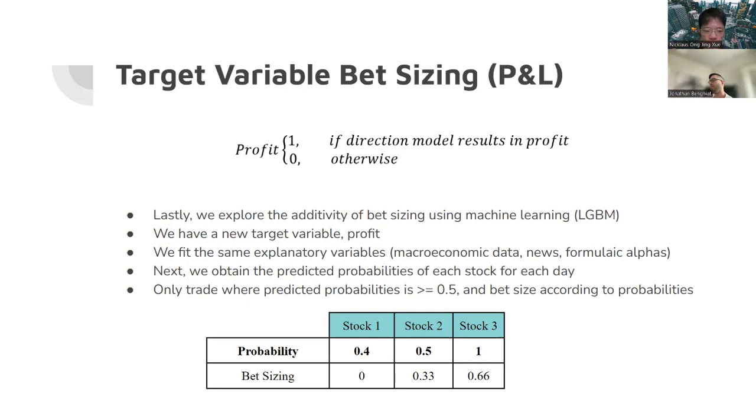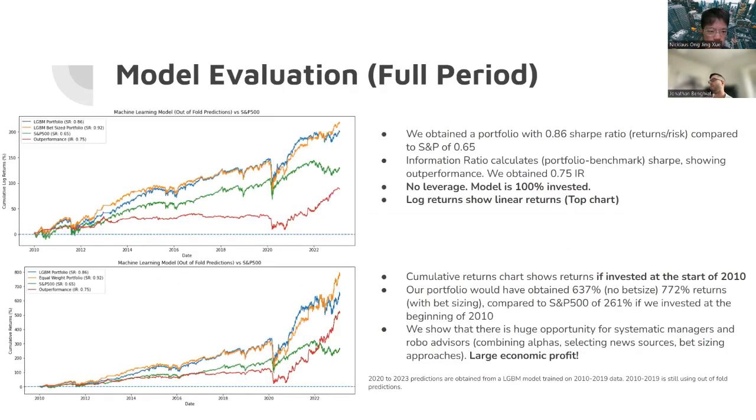For example, in this table, you can see stock 1 is 0.4, stock 2 is 0.5, and stock 3 is 1. We will not trade stock 1, and we'll split the bet size according to the probabilities of stock 2 and stock 3. So here's our final models.